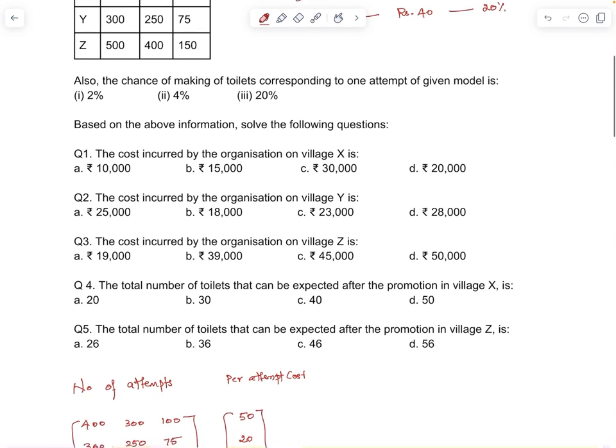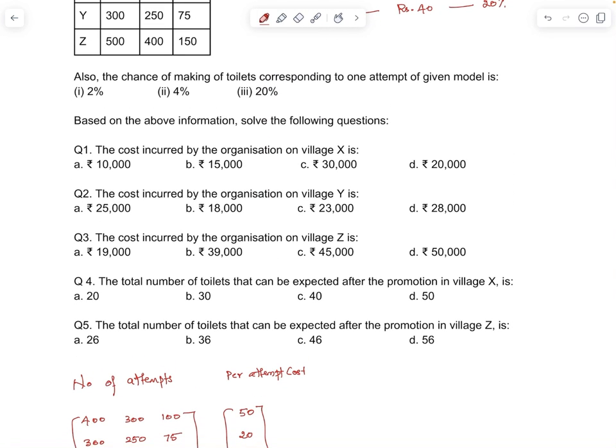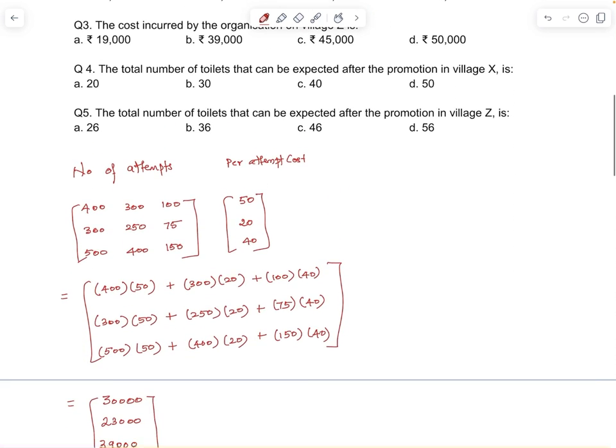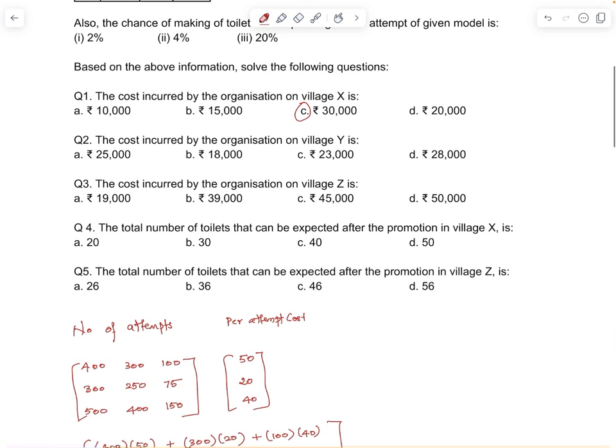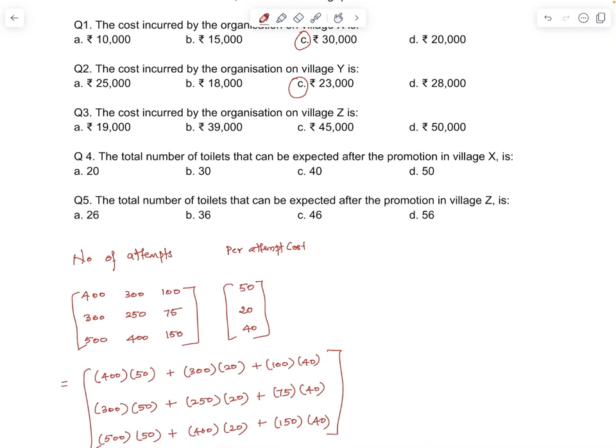So question 1, the cost incurred by the organization on village X is 30,000. Option C. Question 2. The cost incurred by the organization on village Y is 23,000. Option C. Question 3. The cost incurred by the organization on village Z is 39,000. So option B.